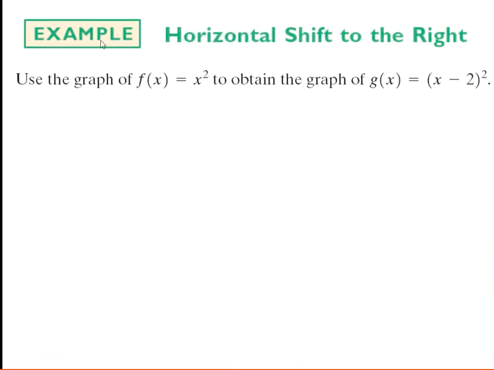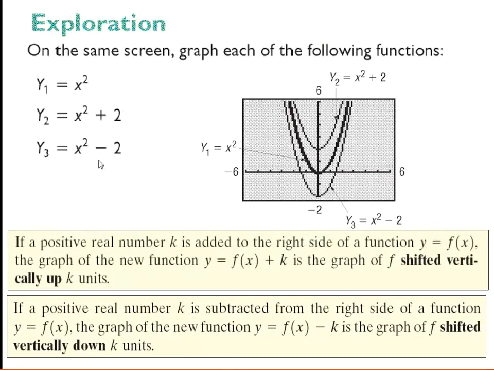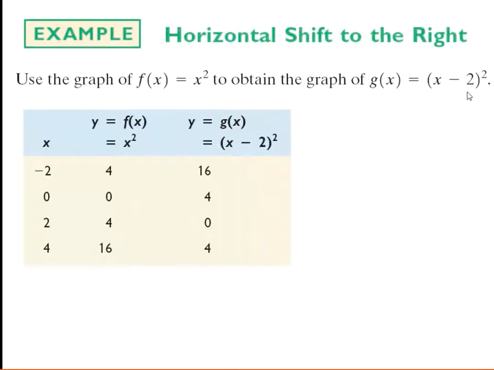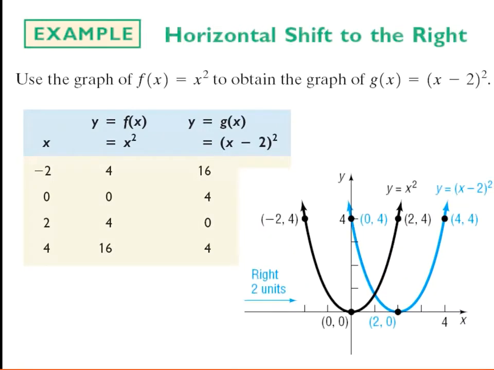So here, notice what I'm doing with this equation is I'm subtracting 2 inside the square function. This is not outside the square function. I'm not subtracting 2 outside the square. I'm subtracting 2 inside the square. So if we plot some points, this is really interesting. What we end up noticing visually is we have shifted the graph to the right 2 units.